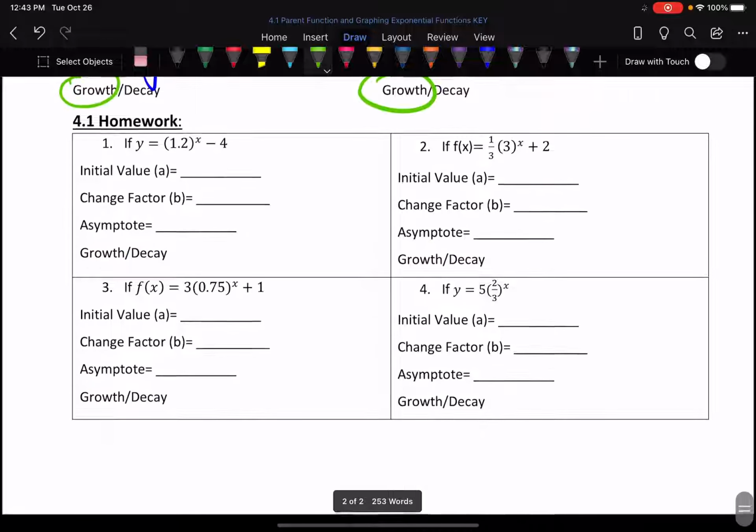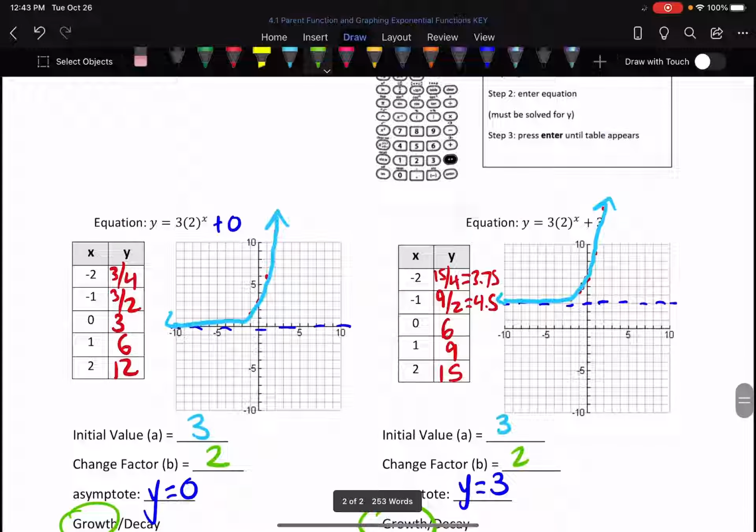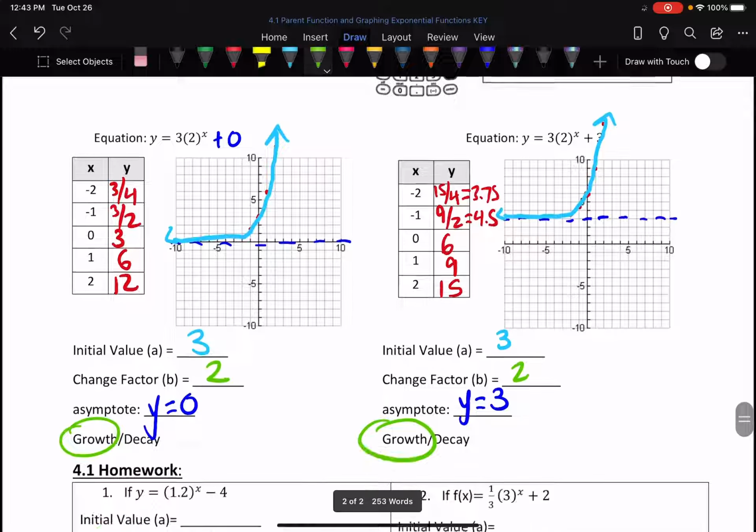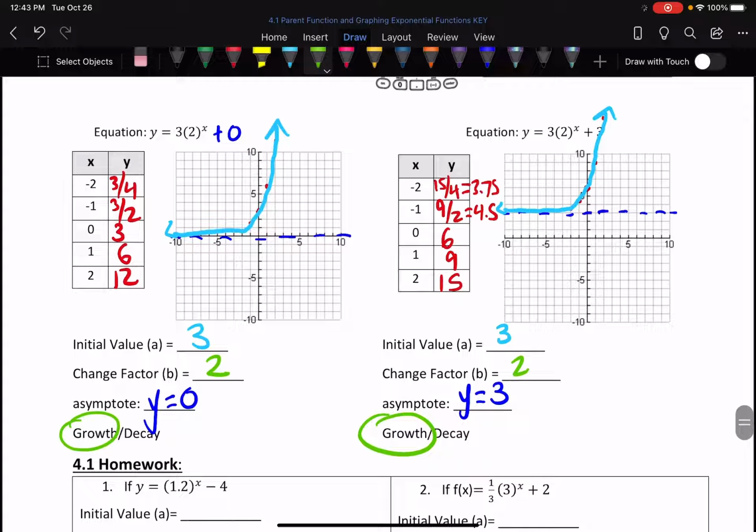All right, guys, we're on to the homework. So if you will finish these 4 homework problems, that is it for the day. Make sure your Delta Maths are completed for Unit 2, and make sure you are up to date on all your work.